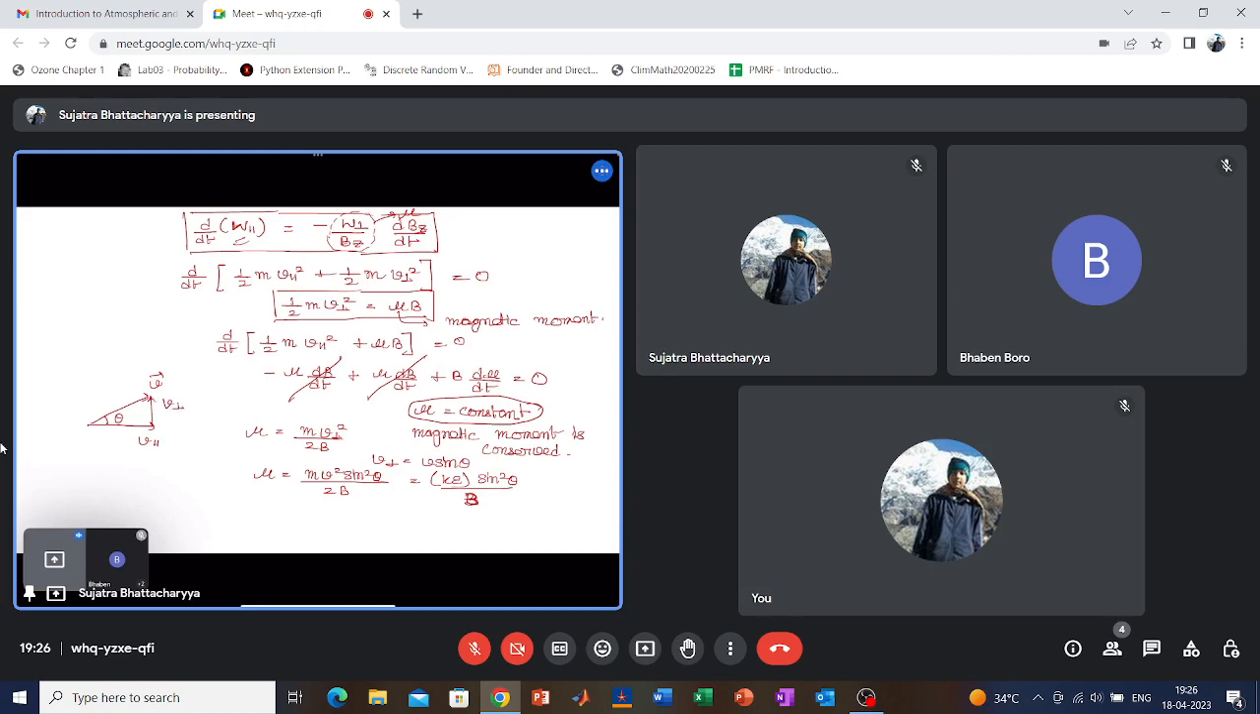Therefore, we are getting an expression that mu by KE is actually sine square theta by b. Very important expression which relates the theta, which is an angle between the velocity vector and the parallel direction, that is the direction of the magnetic field, and with relating with the kinetic energy, it relates with magnetic field as well. And another expression which I have to write, for that I need another page.